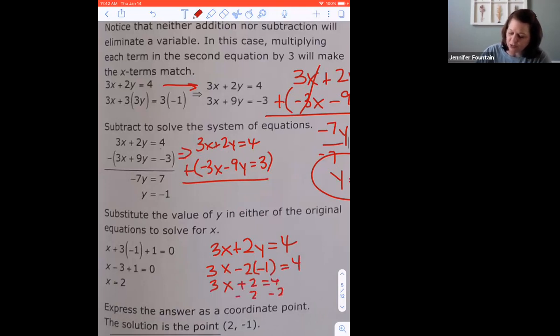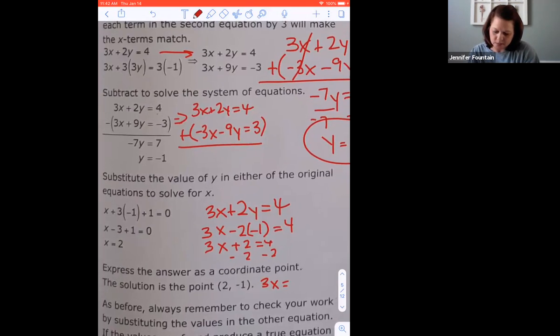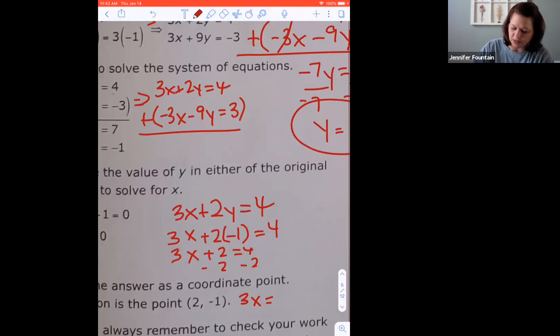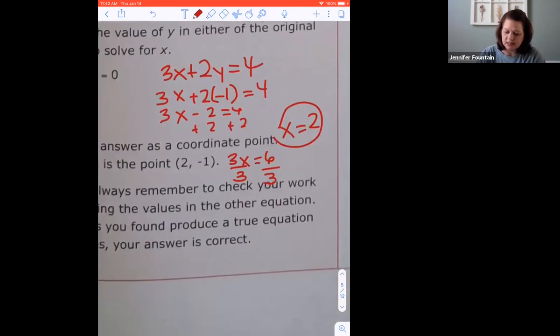Subtract 2, subtract 2. 3x equals, what did I do? Oh, that's supposed to have, this is a plus and that's a negative, so that should be a negative. So now we're going to add. So 3x equals 6. Divide by 3, and x equals 2. So now we can see our ordered pair solution is 2, -1.